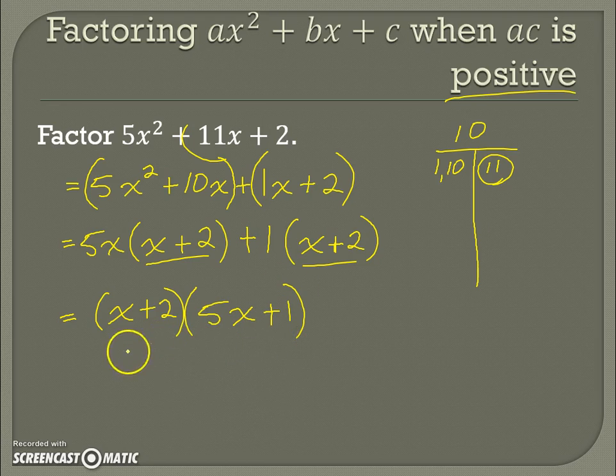And I could quickly double check this. X times that is 5x squared. X times 1 is x. 2x is 10. So 10x plus 1x is 11x. And then 2 times 1 is 2. So it all works to get me back to the original.